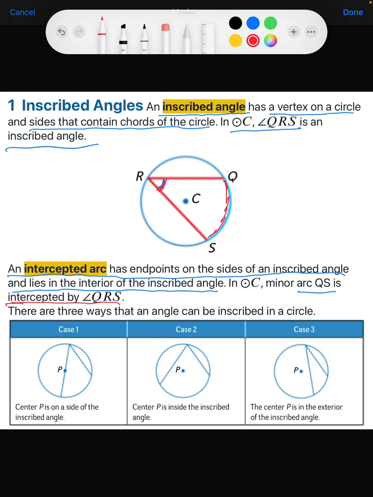And there are three ways that an angle can be inscribed in a circle. The first is if the center is on one of the sides of the inscribed angle. The second is the center is on the inside, so in between, inside the inscribed angle. And then the last is the center could be in the exterior of the inscribed angle.